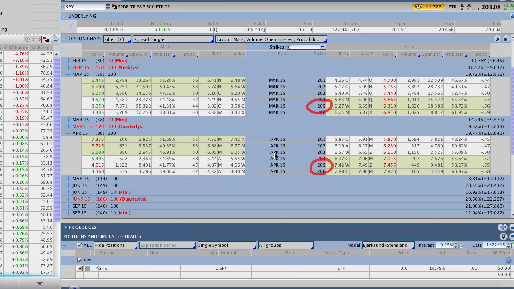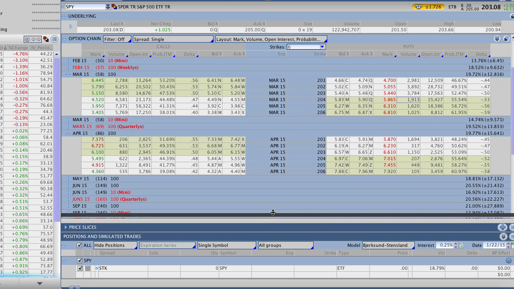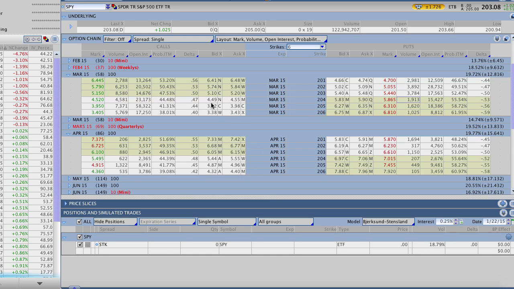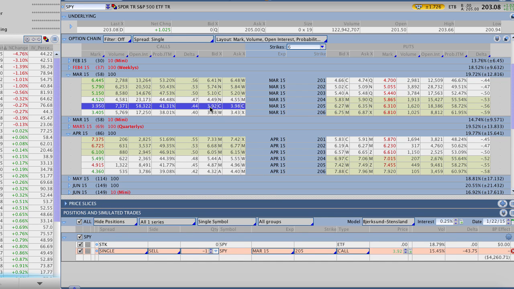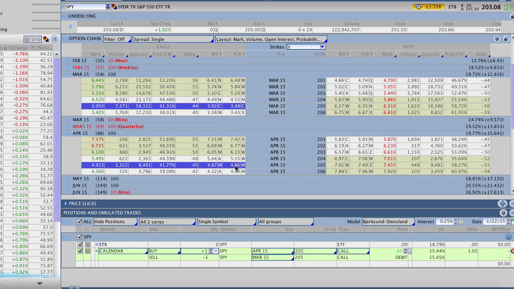Now what we're going to do is first sell that front month contract. So we're going to go up here to the option chain and just click on the bid to sell that front month option at 205. At the exact same time, we're also going to buy the 205 call for April.